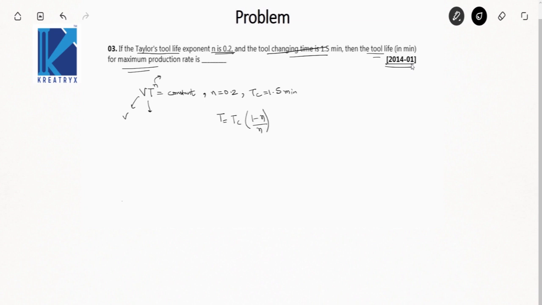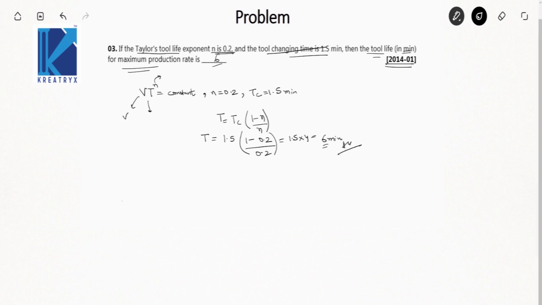See, we derive this from the basic Taylor's tool life equation, and for maximum productivity, when we differentiate and equate it to 0, we will get this equation. You can also solve it, but I am not going to solve it here, and we will now put all the values: Tc is 1.5, (1 minus n) is 0.8 divided by 0.2, which is 1.5 into 4, which equals 6 minutes. They have asked for the answer in minutes only, so it is 6. So the correct answer is 6.